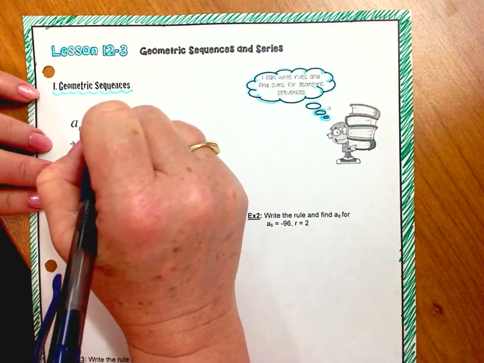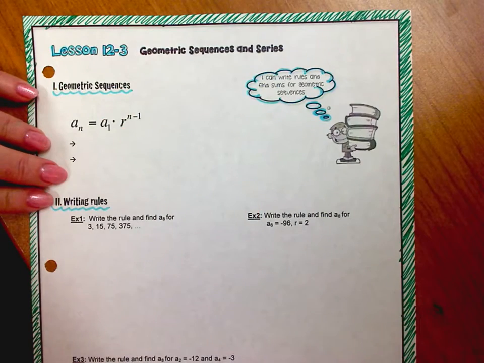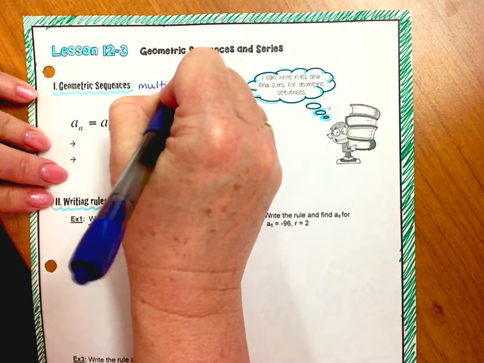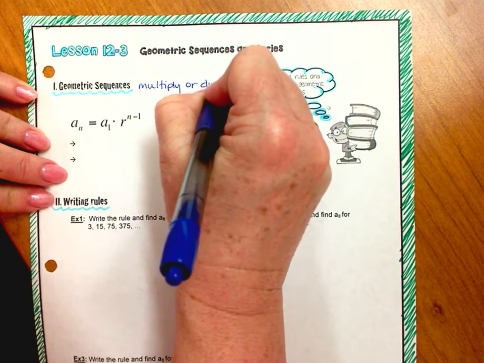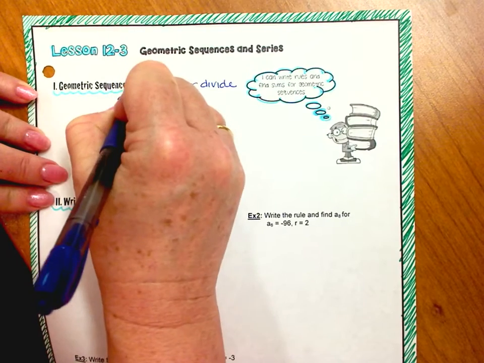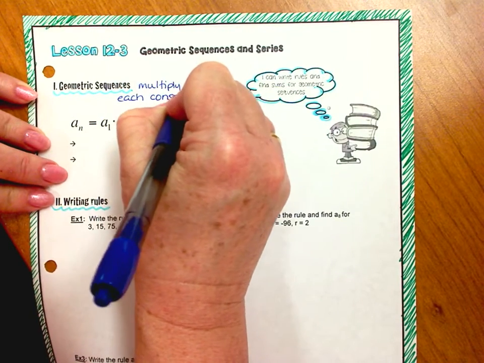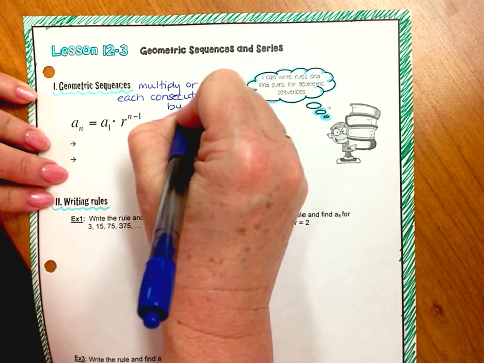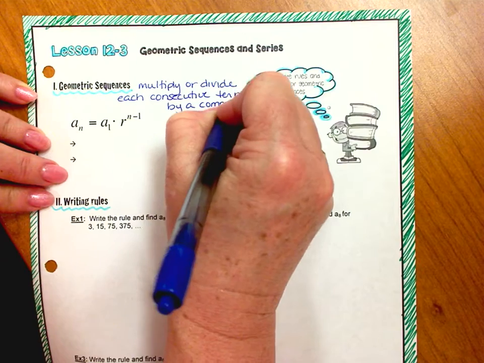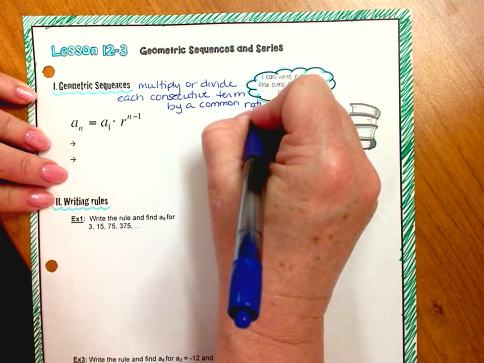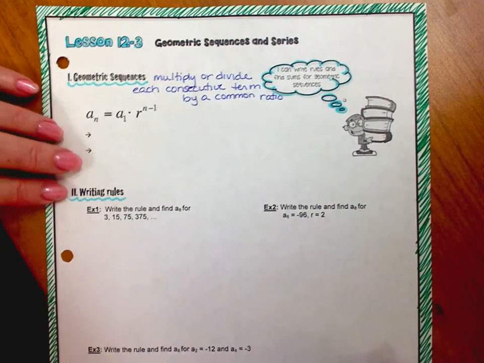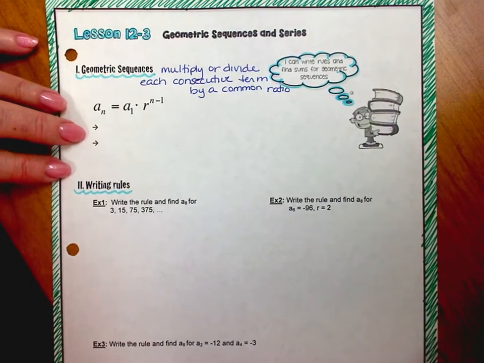So geometric sequences come by multiplying. You're going to multiply or divide each consecutive term, so that means in order, each consecutive term by a common ratio. Common means the same. Okay, so if we take a look at the A sub n rule, we have a different A sub n rule, which has absolutely nothing to do with adding and subtracting and everything to do with multiplying and dividing.